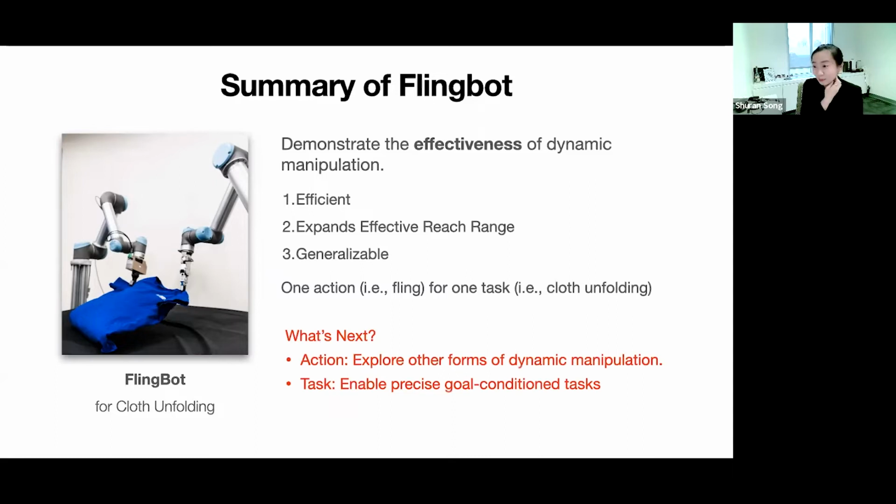And taking inspiration from this project, it is quite natural for us to think about how we can take this idea one step further. In particular, how we can introduce other forms of dynamic manipulation primitives in addition to Fling, and also how to enable other types of tasks beyond just cloth unfolding. Right, which will directly lead to the next two projects that I'm going to talk about today.